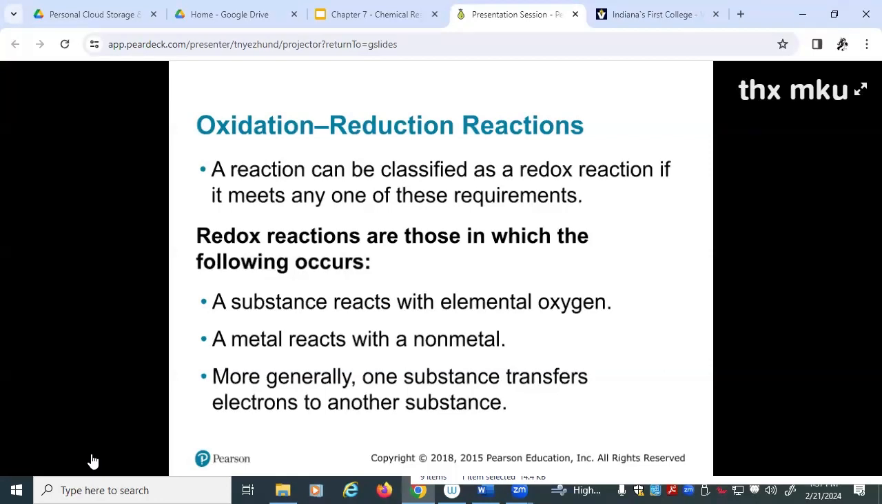So again, if I can kind of come back to my 5 classes, reacting with oxygen is either combustion or a combination. But if I don't recognize those for what they are, I can just look at it simply and say, oh, it's reacting with oxygen, it's got to be redox.